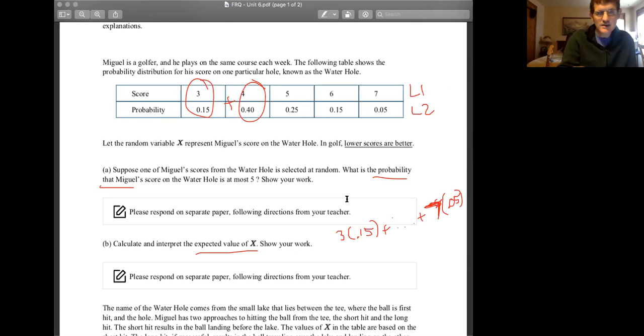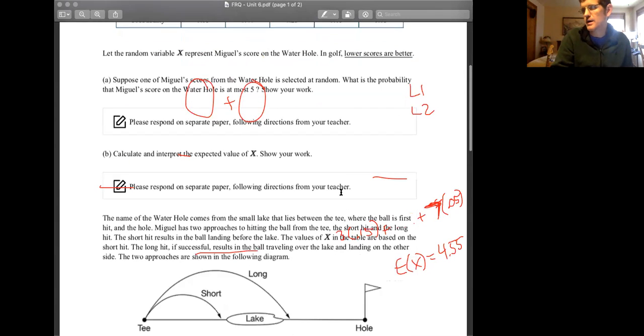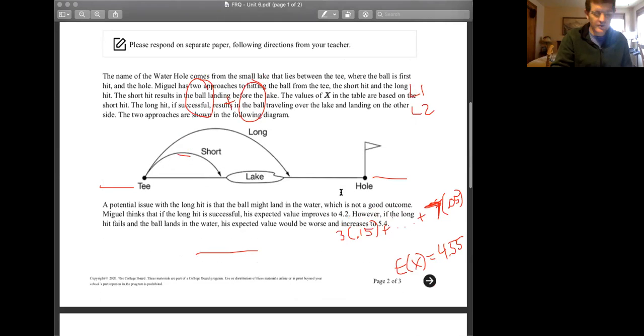So that's the first part. And what you'd get here is an expected value. I'm going to call this X. Well, it calls it X anyway. This is 4.55. So that is not the tricky part of this problem. The tricky part is right here.